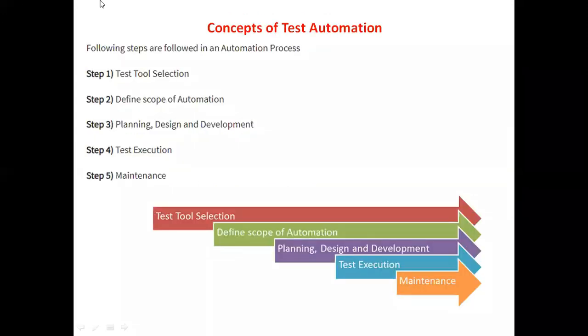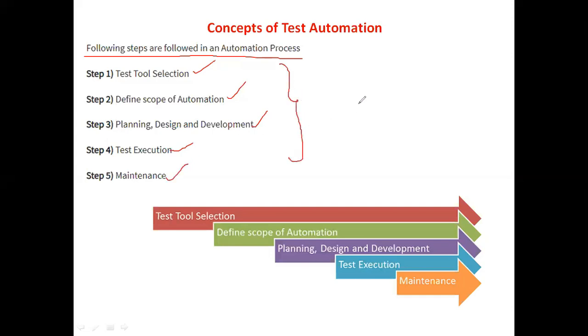The concepts of test automation. The following steps are followed in an automation process. First step, test tool selection, then define the scope of automation, planning, design and development, test execution and maintenance. So these are the steps we are going to follow in the automation process.